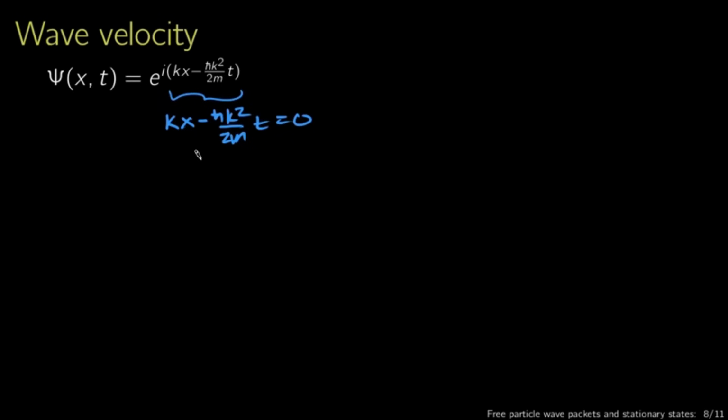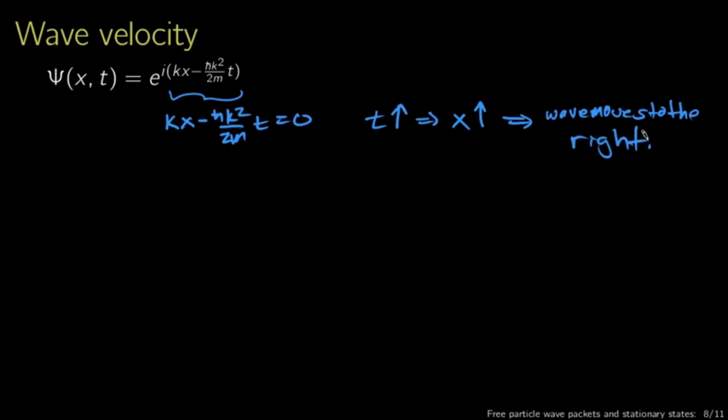If I continue along these lines, it's clear that in this case, if t increases, this part of the expression is getting more negative. This part of the expression has to get more positive. So that means x has to increase as well. So as t increases, x increases. That means this wave is moving to the right.